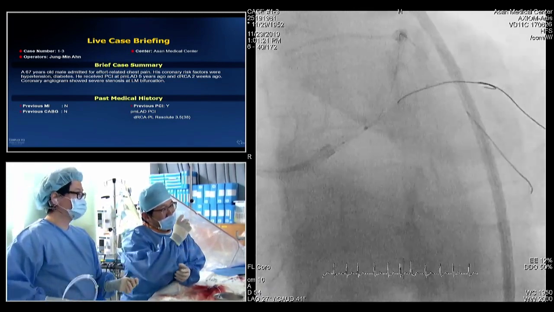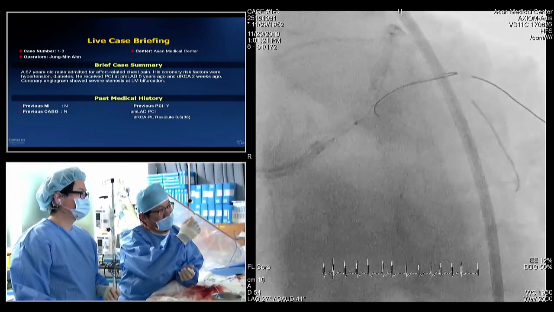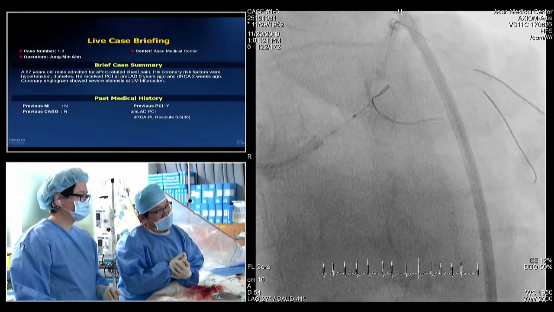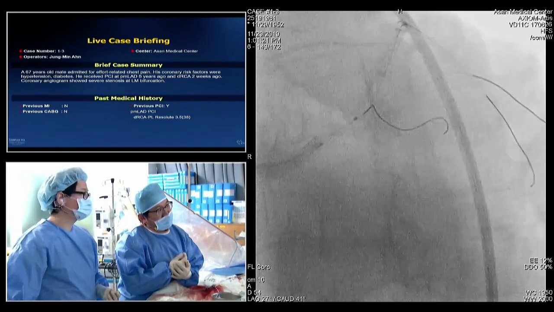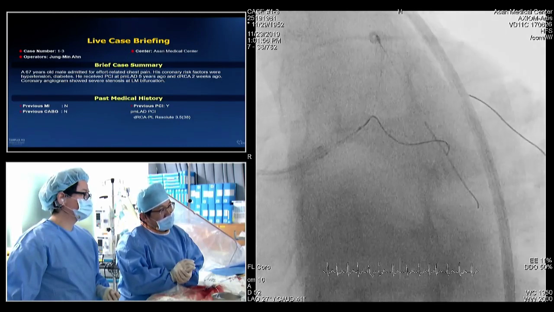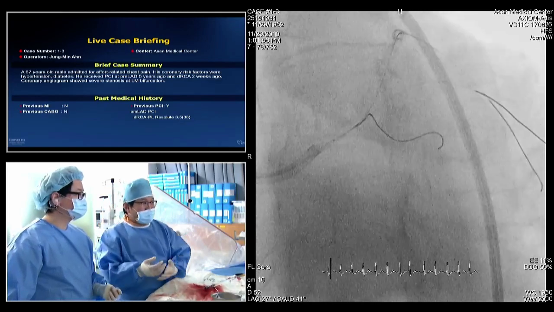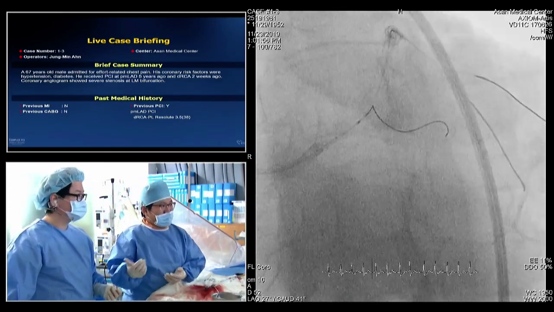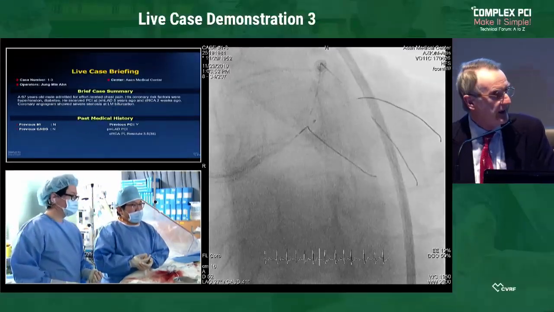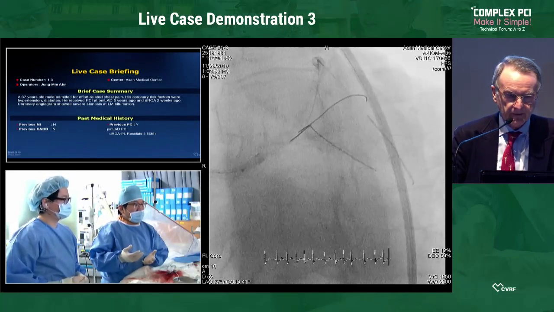Yeah. So I make the bend using the Crusade wire and retrieve the wire slowly. Okay. And then finally I can insert the wire to the circumflex. This is the first live demonstration of reverse wire technique. Can you do this reverse wire even without the Crusade, or do you really need the Crusade? No. We really need a Crusader.